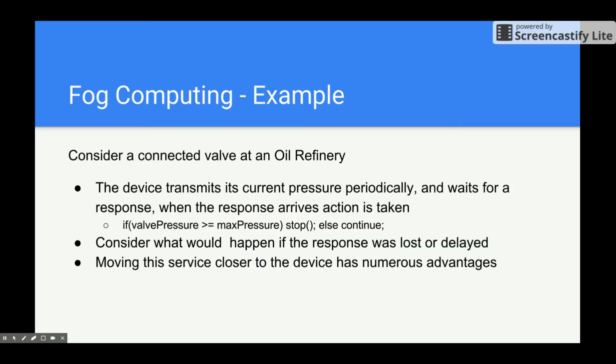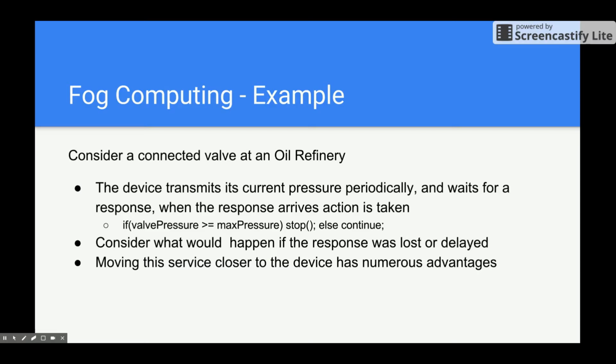Imagine we are tasked with implementing connected valves at a highly productive oil refinery. The valves are capable of only transmitting their current pressure and receiving data. They are not capable of performing analysis. In our first design, we host a service on the cloud that receives transmitted data from this valve and responds to the device if any action should be taken. If the valve pressure reaches a certain threshold, a service running on the cloud will direct the valve to shut down, thwarting possible disaster. Let's consider the issue with this implementation.